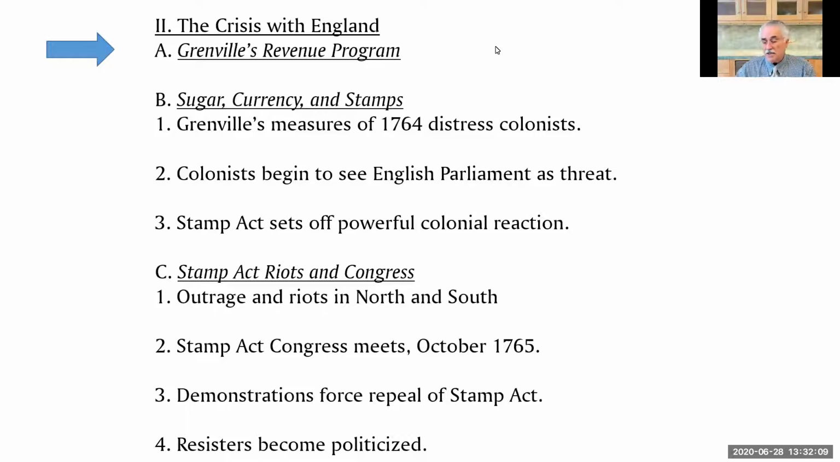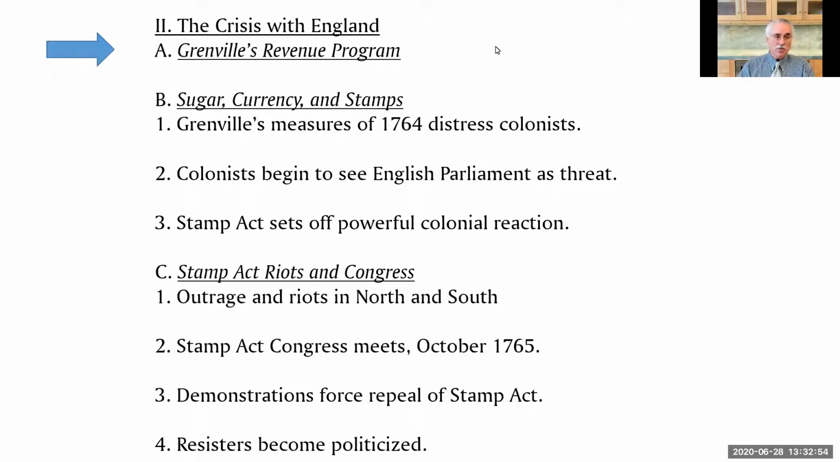Point 2, the crisis with England. At the end of the war, George Grenville became the main finance minister, the chief minister in England. George Grenville proposed a series of revenue taxes, taxes that would raise revenues or funds that would allow England to safely guard, build up, and protect the interior for Americans who wanted to go in there.